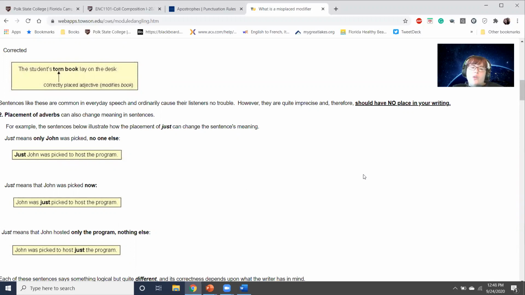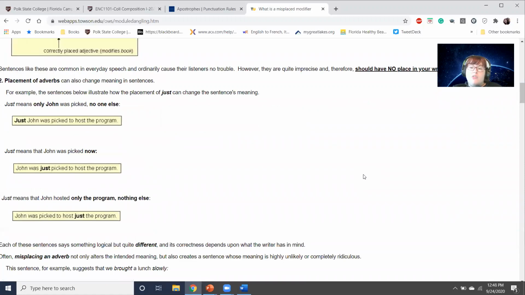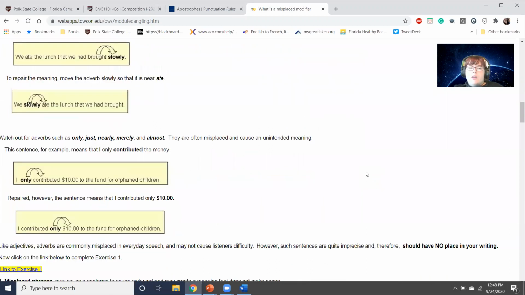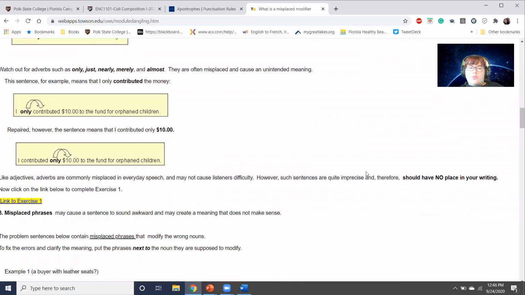Only is another word like that, where depending on where you put it in the sentence can change the meaning of the overall sentence. So you want to make sure it's in the right place. Misplacing an adverb. So we slowly ate the lunch that we had brought. You're describing how you ate. But if we ate the lunch that we had brought slowly, it makes it sound like you brought your lunch slowly instead of eating it slowly. Only, like I said, is another one of those ones.